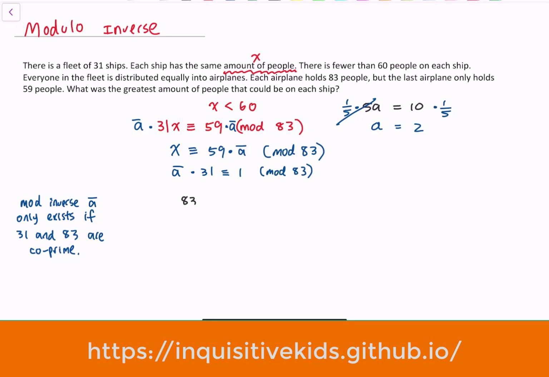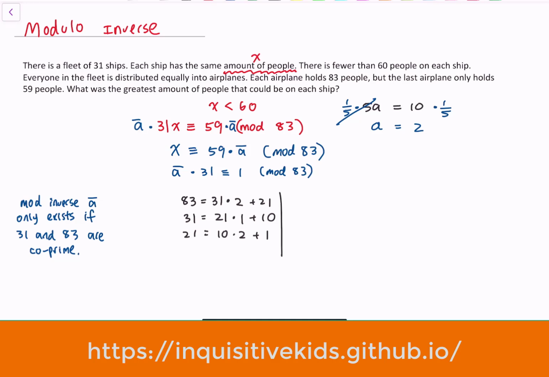83 is equal to 31 times 2 plus 21. You have to be good at the Euclidean algorithm in order to solve for the inverse. Then 31 is equal to 21 times 1 plus 10. 21 is equal to 10 times 2 plus 1. And we can stop here because when we keep writing the next equation, we're going to get a remainder of 0.